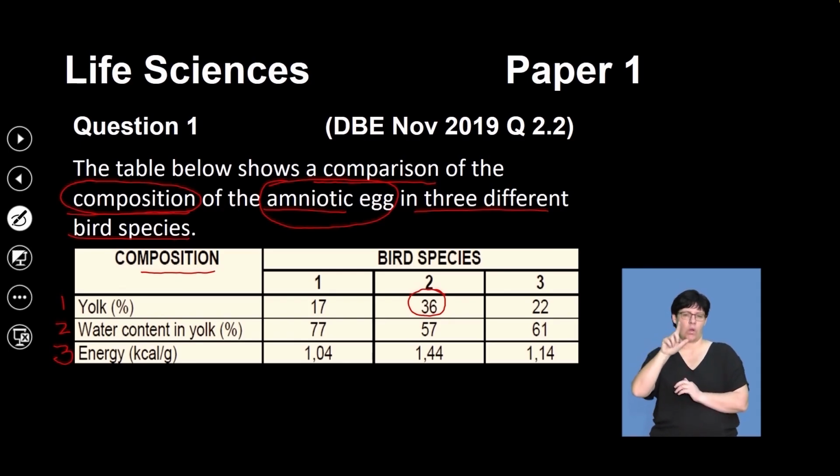And if you think about the structure of the yolk and its function, the yolk is essentially the nutrition that the baby or the developing fetus, or in this case the embryo, requires. The next is the water content, and the water content in bird species number 1 is significantly higher than the others. And then if we look at the energy, you can see that bird species 2 has the highest amount of energy available. And so the egg of this bird species number 2 obviously has a lot of yolk, and that yolk is able to sustain the energy requirements for the developing embryo inside.